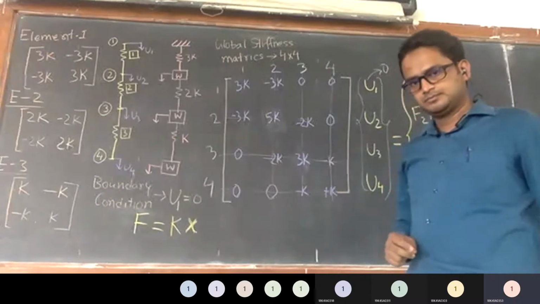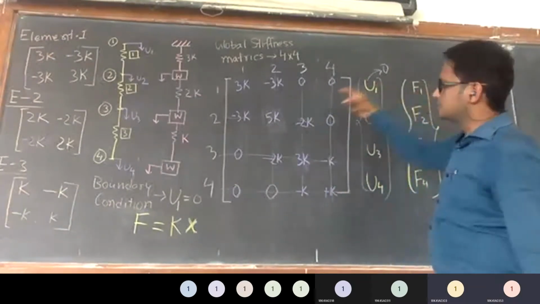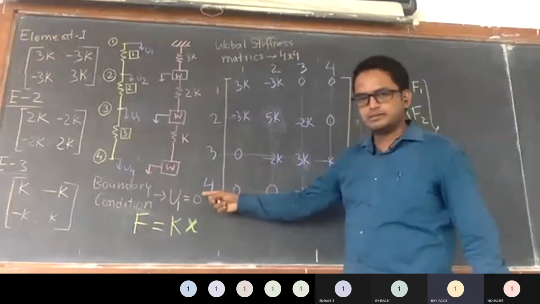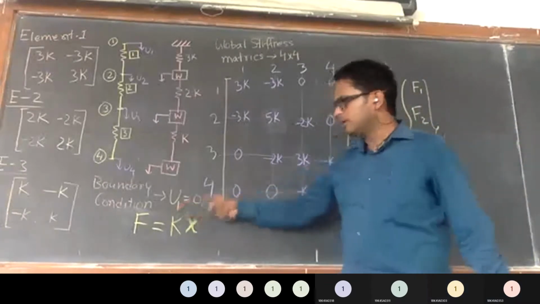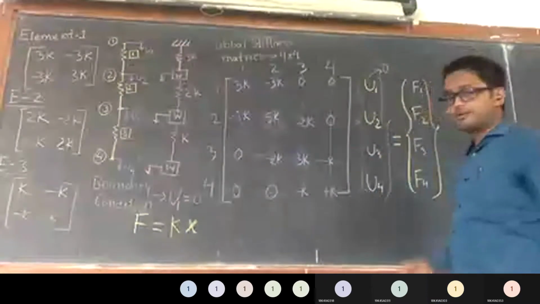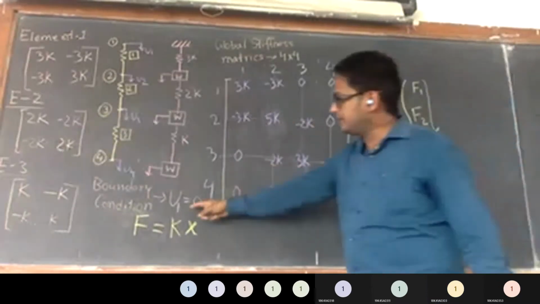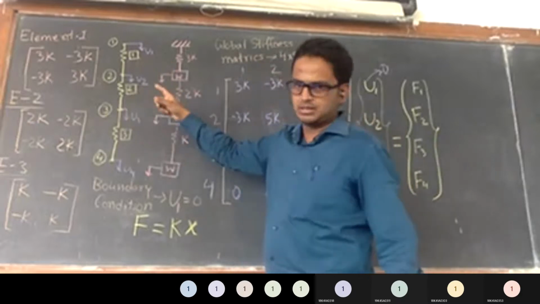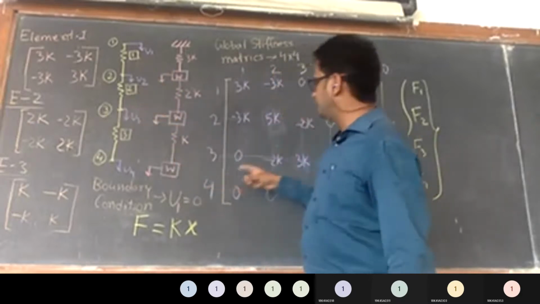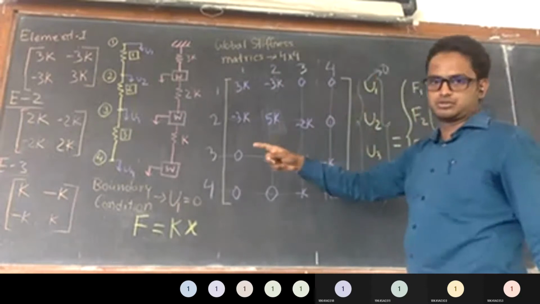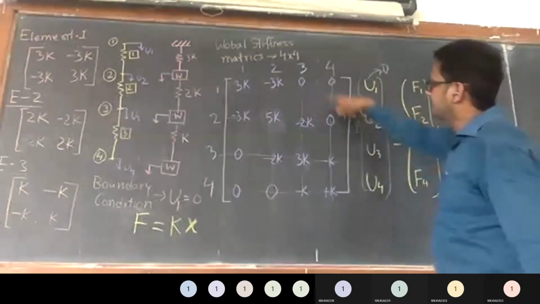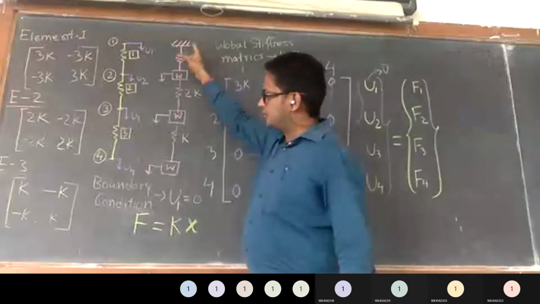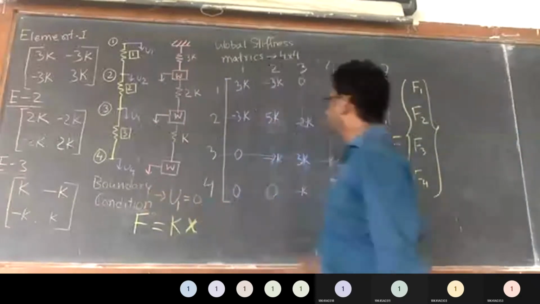U1 is equal to 0. Yes, because there is no displacement, sir. In the problem statement, in the question, it is written u1 equals to 0. So wherever that boundary condition is given, suppose in some problem the u3 point is fixed, point number 3, then in that situation you have to make u3 equal to 0, and this line will be cancelled out. But here the top point is fixed, so we are making u1 equal to 0.